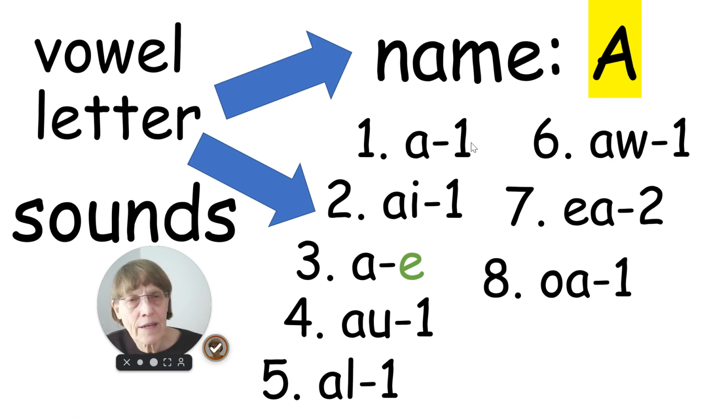So for number 1, when we have an A by itself, it usually says ah. When we have an AI, it says A. When we have an A with a quiet E, it says A. What about a U? Aw. What about a L? Aw. What about a W? Aw. And for EA, 2 sounds. E and A. And for OA, O.